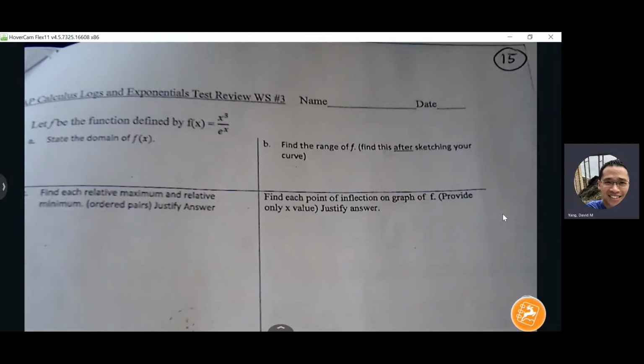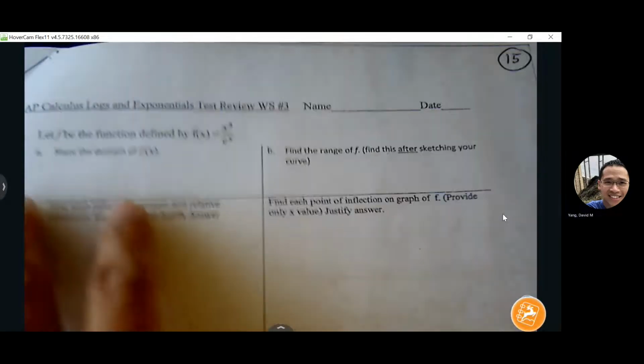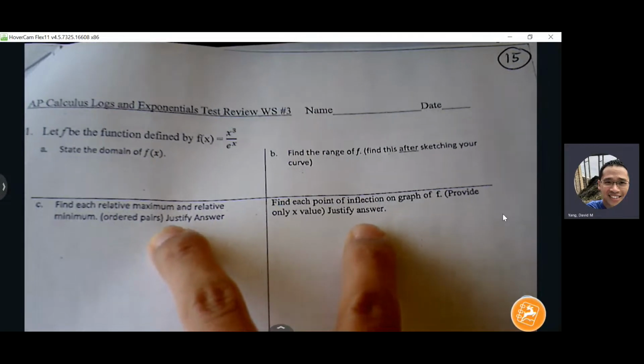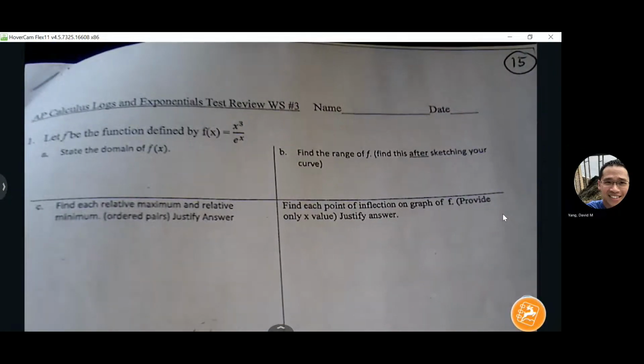All right, I'm on page 15. You don't have to worry about C and D for the test. Okay, find a relative max, find a relative min, point of inflection.